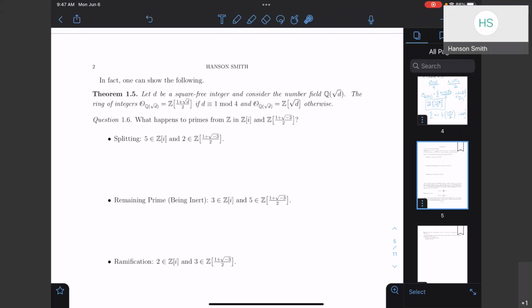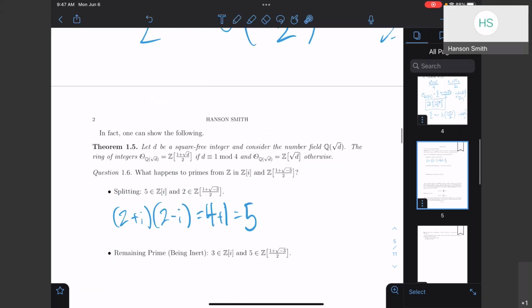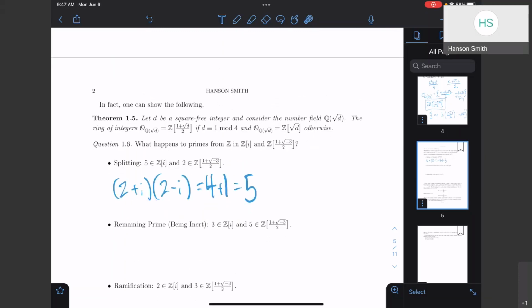What happens here? Do we still get that beautiful theorem? Or I guess, what happens to our integer primes? So if I take 5 in Z adjoined i, if I expand that out, I get 4 plus 1. So 5 is no longer prime. In fact, it splits into 2 primes. These two things are now my primes. So that can happen. We lost 5, but we recovered these 2 nice, wonderful primes here.